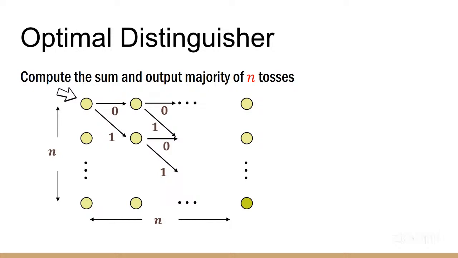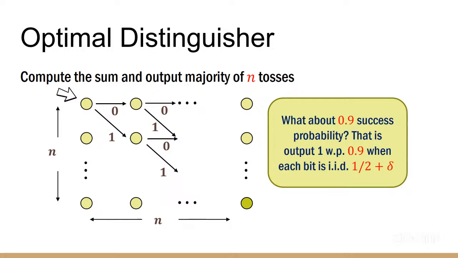Now this is the question: we want to improve the width. Do we really need width n to solve the coin problem? You can show that if you want to solve the coin problem perfectly, that is, compute the sum perfectly, then you need log n memory, or n different states, representing each sum. So now the question is, what about 0.9 success probability? That is, you want to be accurate only with 0.9 probability.